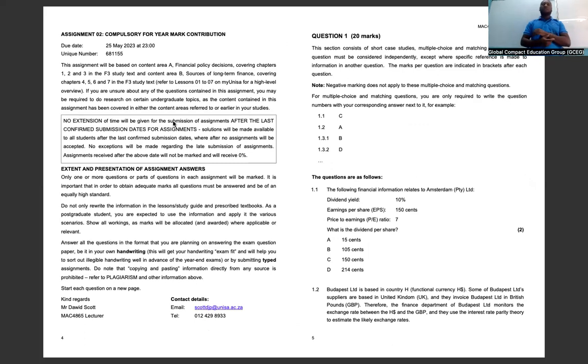reads, the following financial information relates to Amsterdam. The dividend yield is 10%. Earnings per share is 150 cents, which is R1.50. Price earnings, which means the price over the earnings, gives you 7, right? Price earnings, PE ratio is 7. So the issue here is you need to know what the dividend yield formula is, right?